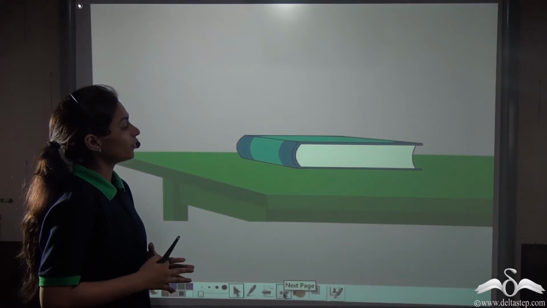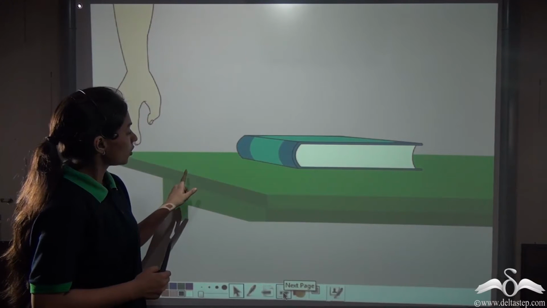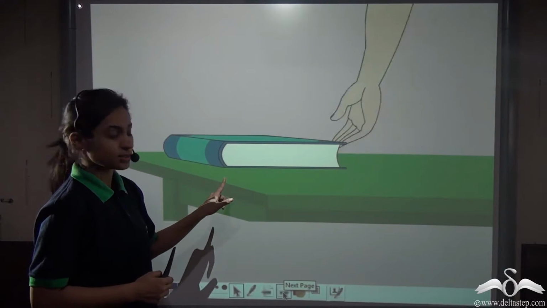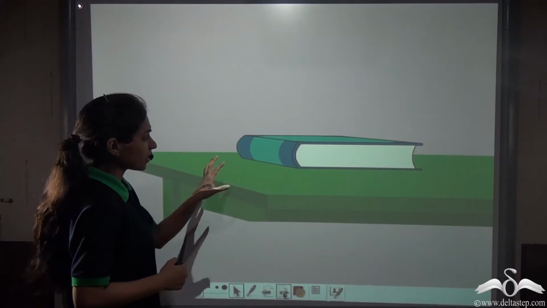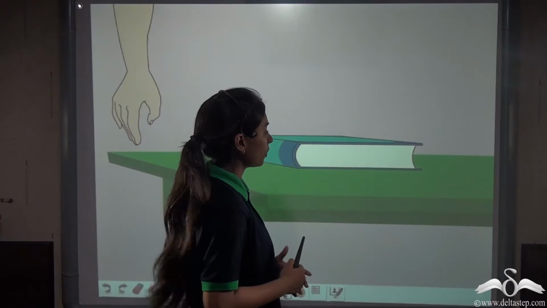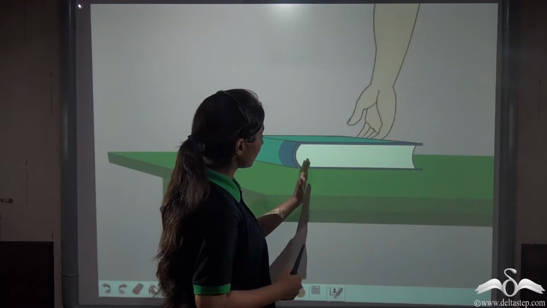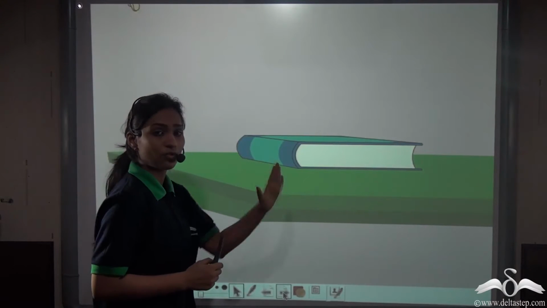Now, if you try this at home, like pushing a book on a table, you'll see that the book goes some distance and then it stops. Now, why does this happen? Is there some force acting over here that is stopping this book to move forward? The book is going forward, but then it is stopping. There must be some force that is not allowing it to go further.